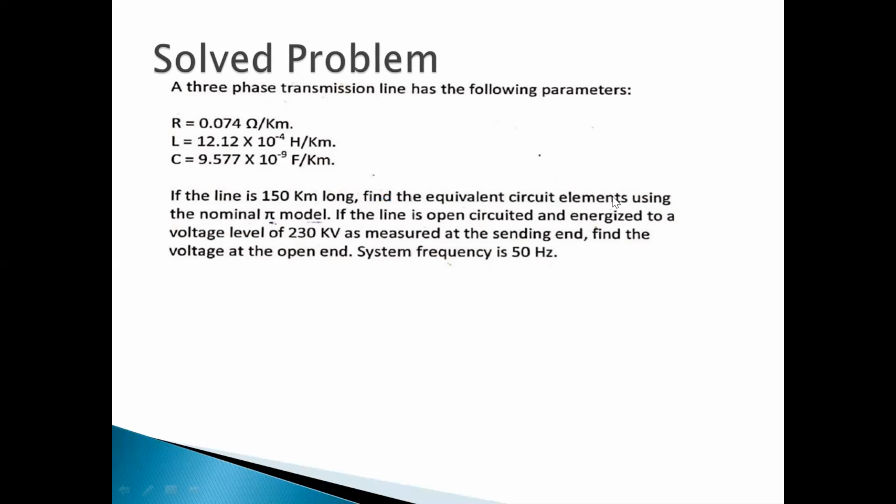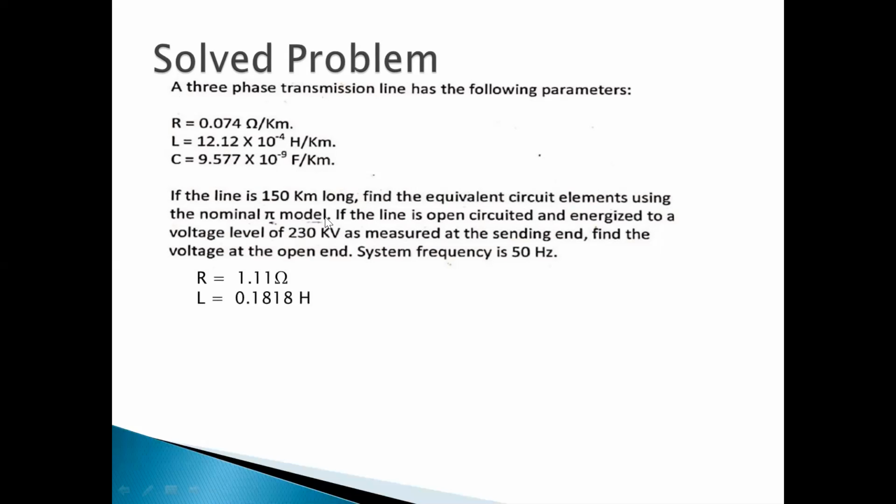It means firstly you have to draw the equivalent circuit. This is the pi model. We have to draw the equivalent circuit elements using the nominal pi model, not the T model. Firstly we will just solve the first part of the question, then we will go to the case where the line is open circuit.